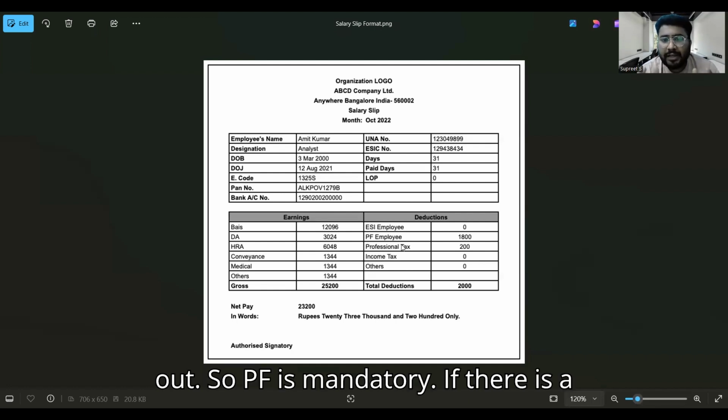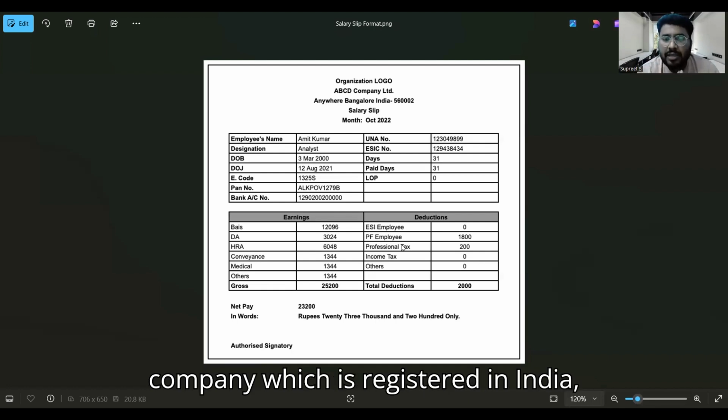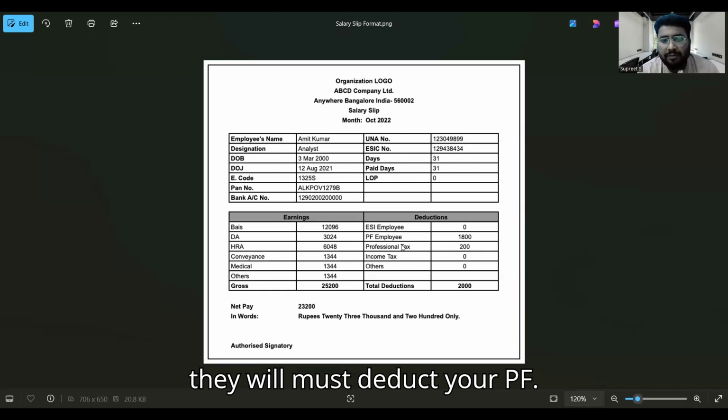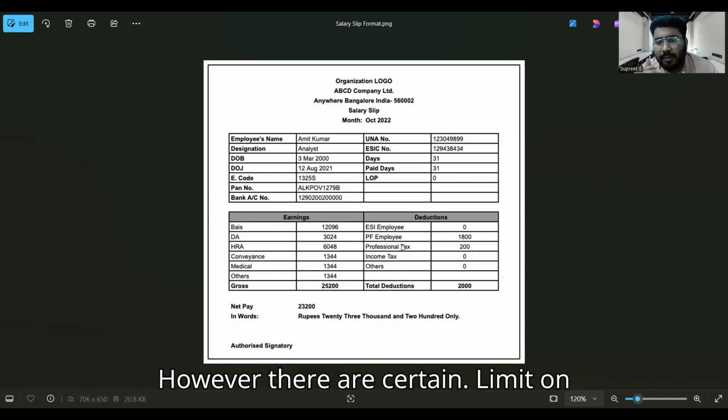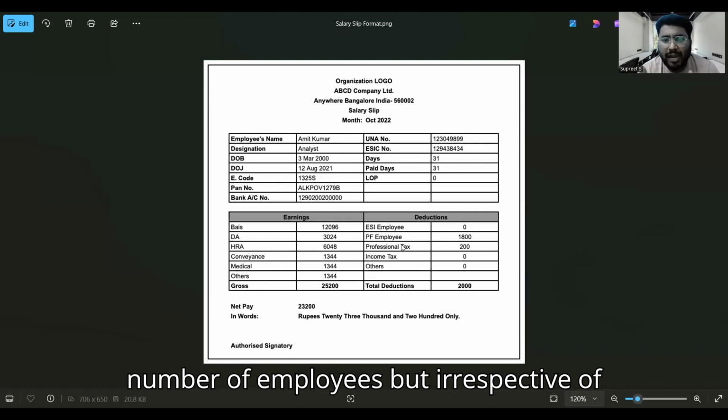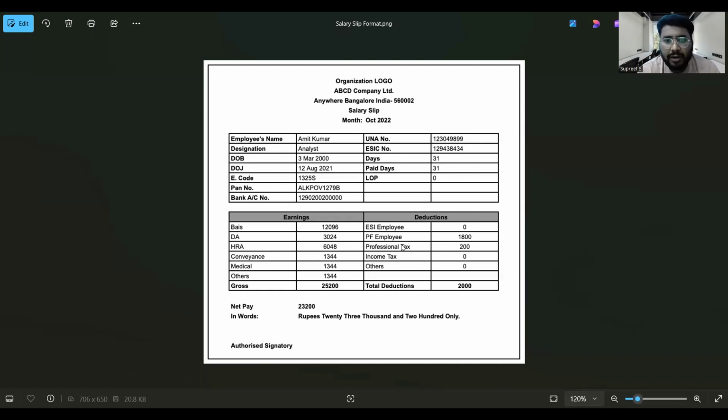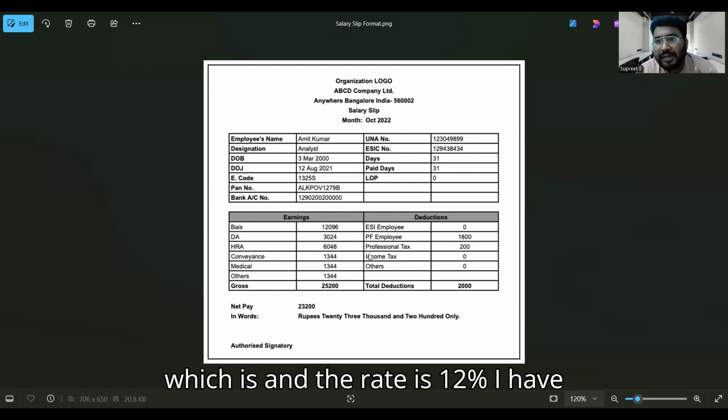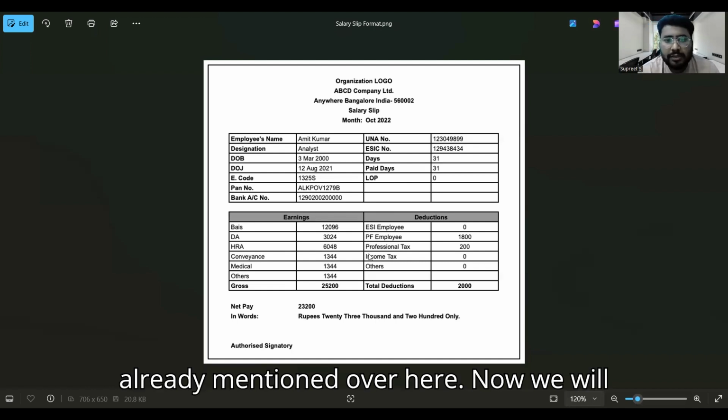PF is mandatory. If a company is registered in India, they must deduct your PF. However, there are certain limits on the number of employees, but irrespective of that, every company will deduct your PF, and the rate is 12%. I have already mentioned that over here.